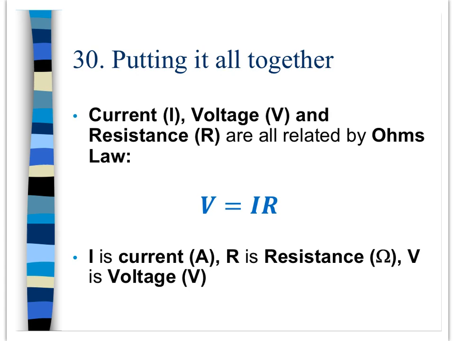Alright, so let's begin to put the quantities we were talking about before together. So we're going to link voltage, current, and resistance, and they all are related by Ohm's law, which is this equation here, V equals IR, where V is our voltage in units of volts, I is the current in units of amps, and R is the resistance in units of ohms, symbolized by the Greek letter omega here.